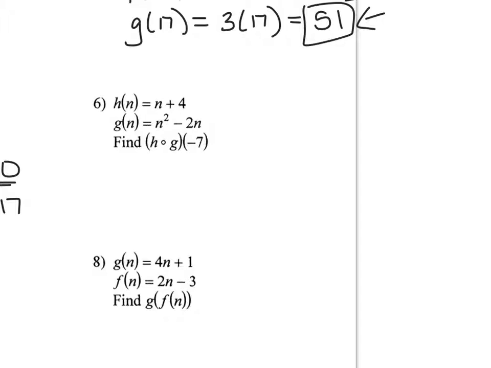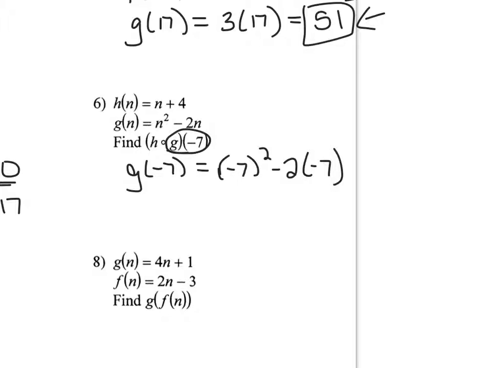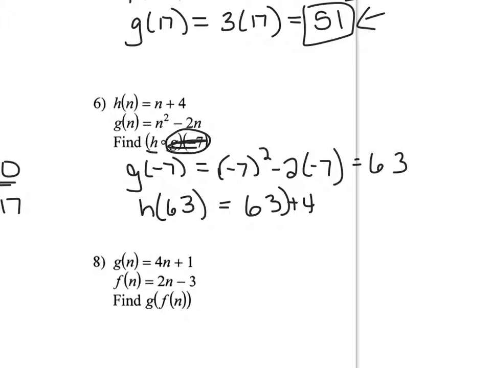Next one. So G is closest here, so G of -7, which is 63. And then you take 63, plug it into the H. So it's 63 plus 4. That's your x. X plus 4. So 63 plus 4 is 67.